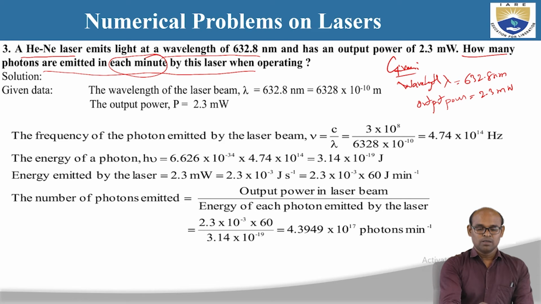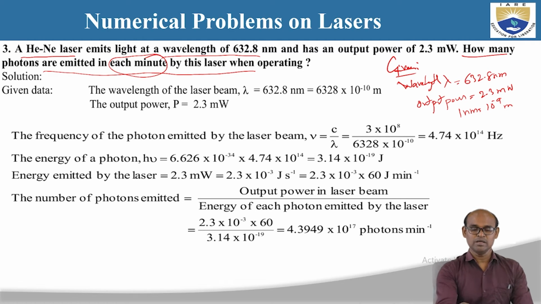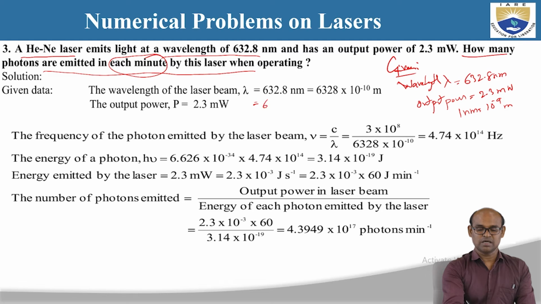Fine. The given wavelength of the laser beam is 632.8 nanometers. We are going to convert these nanometers into meters. We know that 1 nanometer is 10 power minus 9 meters. So I am going to substitute here 632.8 into 10 power minus 9 meters.